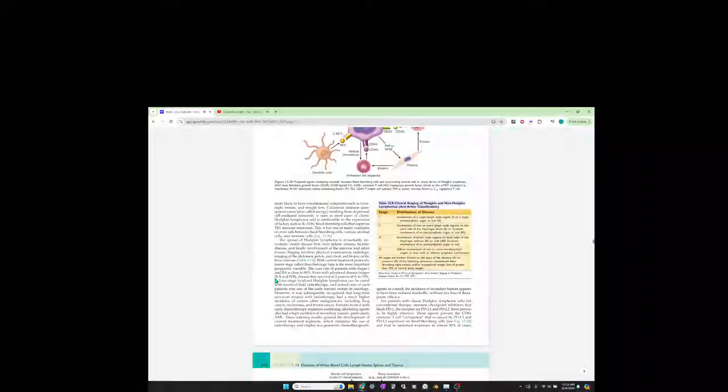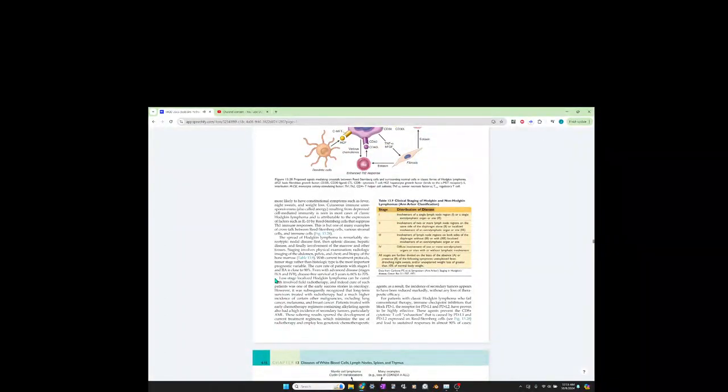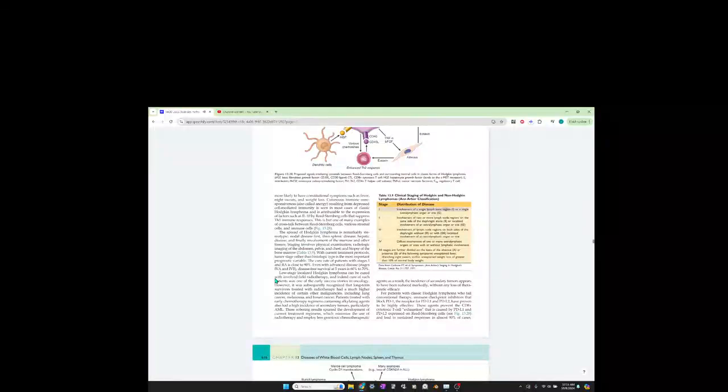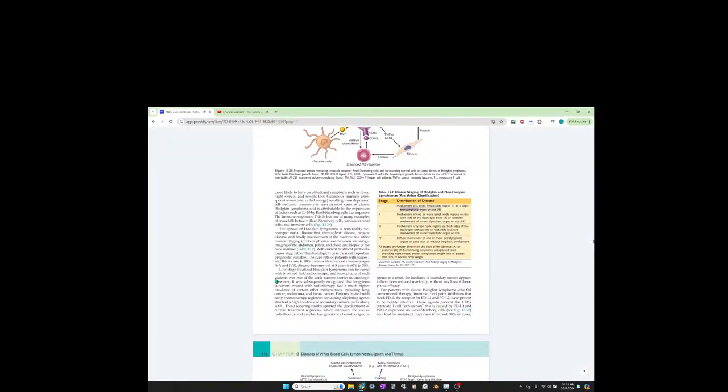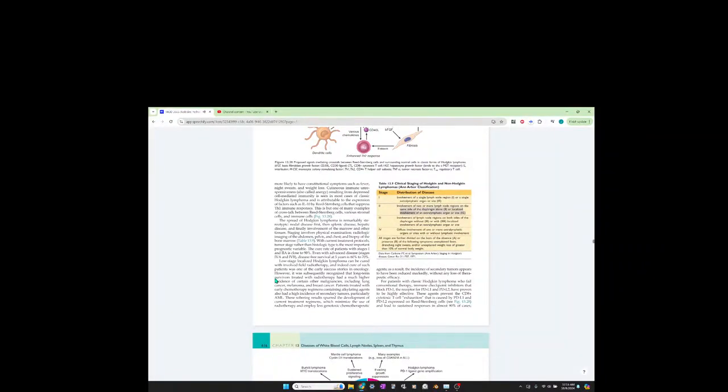chemotherapeutic agents. Table 13.9, clinical staging of Hodgkin and non-Hodgkin lymphomas. Stage distribution of disease. I: involvement of a single lymph node region or a single extralymphatic organ or site. II: involvement of 2 or more lymph node regions on the same side of the diaphragm alone, or localized involvement of an extralymphatic organ or site. III: involvement of lymph node regions on both sides of the diaphragm, without or with localized involvement of an extralymphatic organ or site. IV: diffuse involvement of 1 or more extralymphatic organs or sites with or without lymphatic involvement.